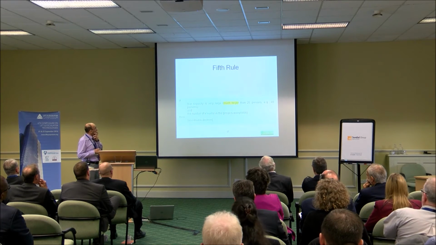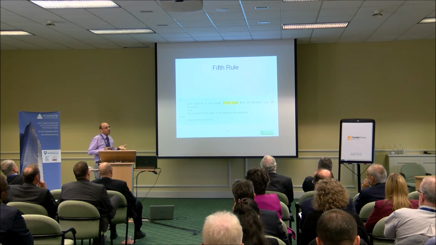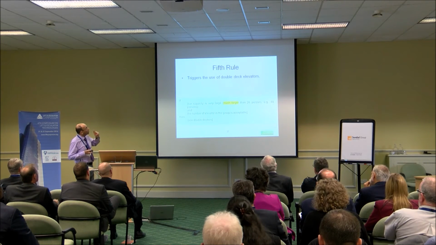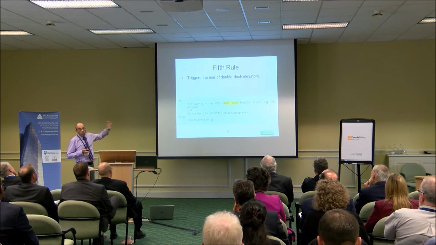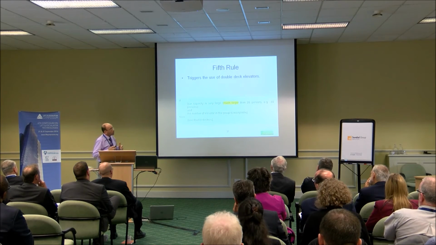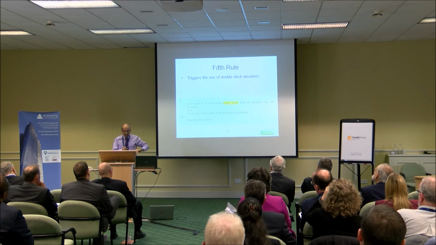Fifth rule, this could be a trigger for double-deckers. Admittedly, we're just doing it by trial and error. We would say this building is suitable for double-deckers, this building is not suitable for double-deckers. This could be used as a rational rule for triggering or using double-deckers, which is the car capacity. If you do calculations and find the car capacity is large, and everything else is fine, that could be a trigger for double-deckers.